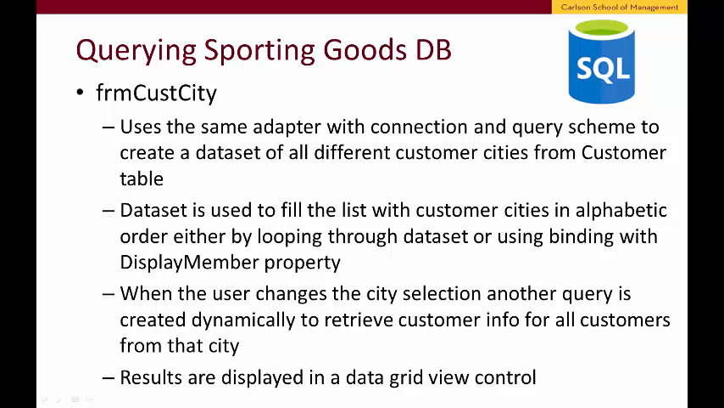So, the functionality behind FRM Cust City, our second example that we'll code more or less from scratch, is not too complex either. It uses the same connection, query, data adapter, and dataset scheme to create a list of different customer cities, first in the list box, and then, depending on the user's city selection from that list box, displays certain customer info for all the customers that reside in that city in the data grid view.